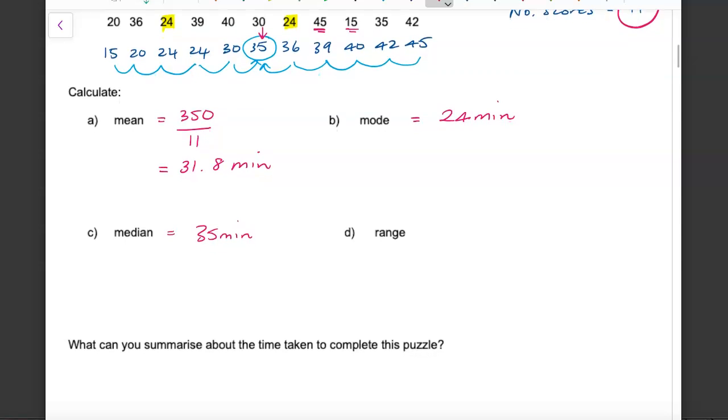So that's one of the first summaries we can make: the mean and median are similar, whereas the mode is quite different.